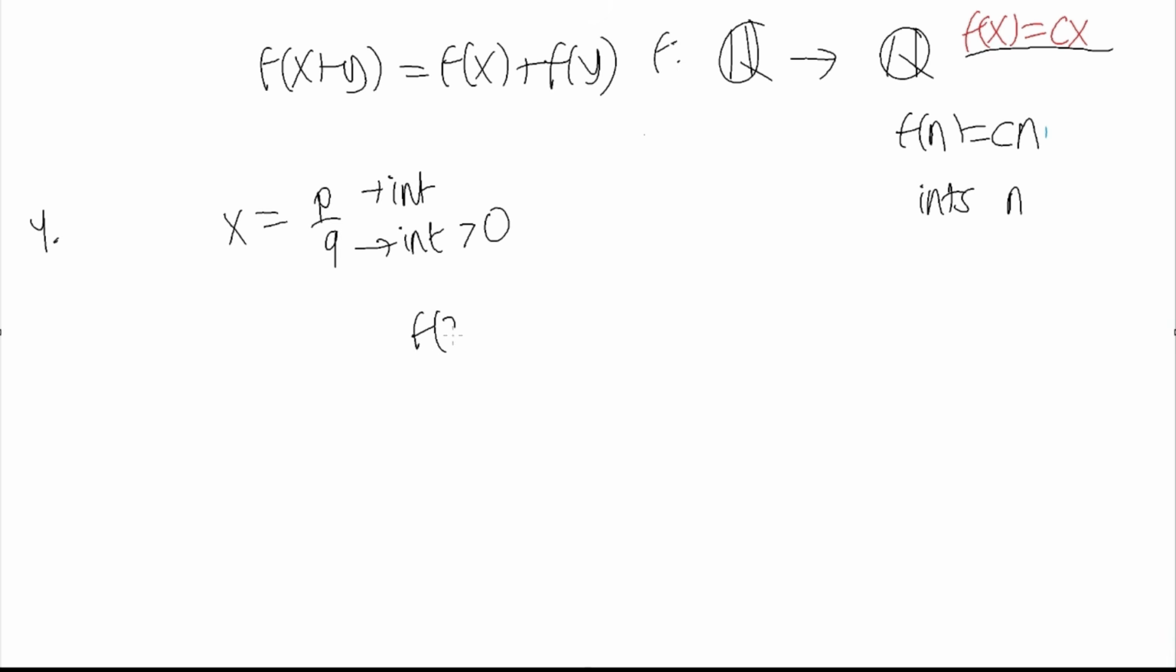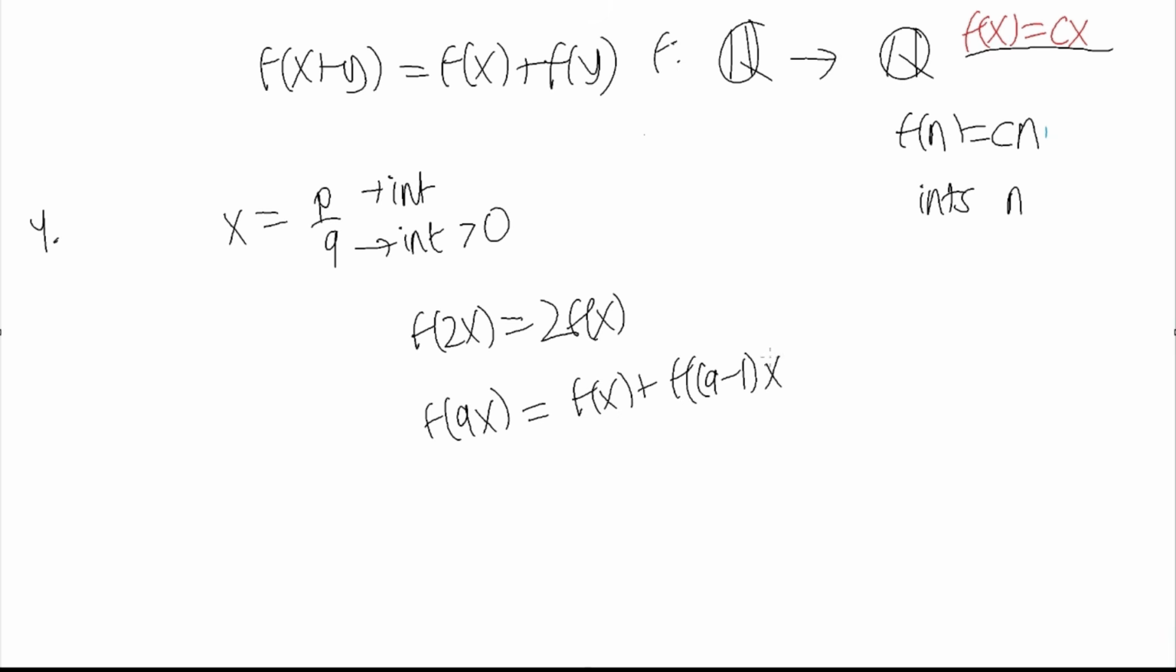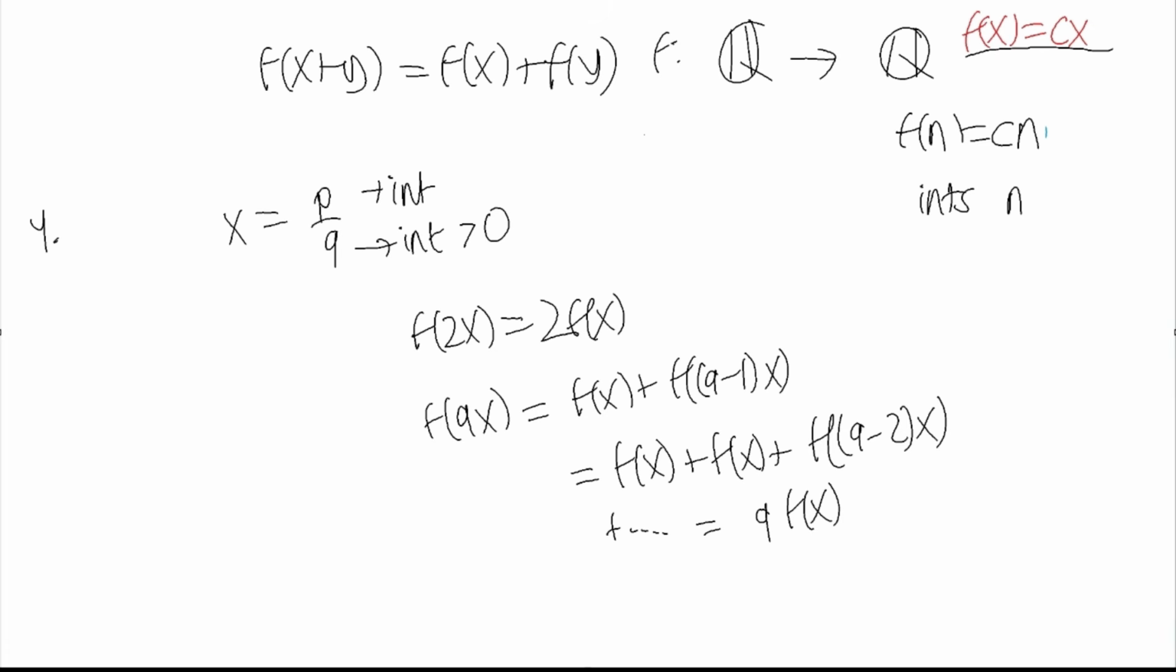Then we know that f of 2x equals 2f of x. We want to somehow get something involving f of qx. And we can again try getting rid of that x from there, and we get f of x plus f of (q minus 1)x. We remove another x, we get f of x plus f of (q minus 2)x, plus so on and so forth. And then what this amounts to, when we get rid of all of them, is qf of x.